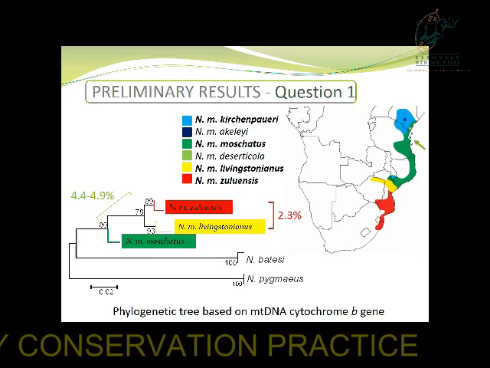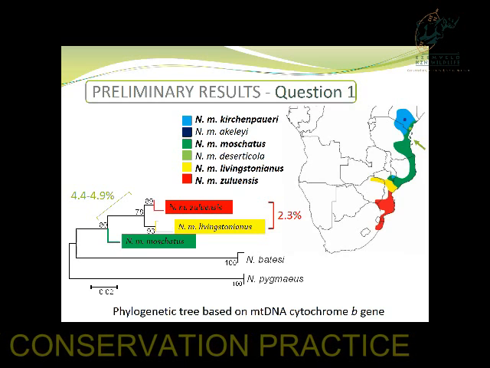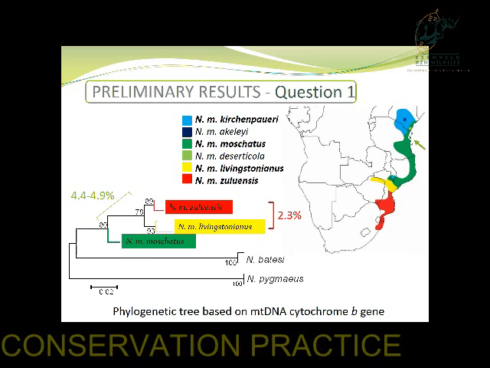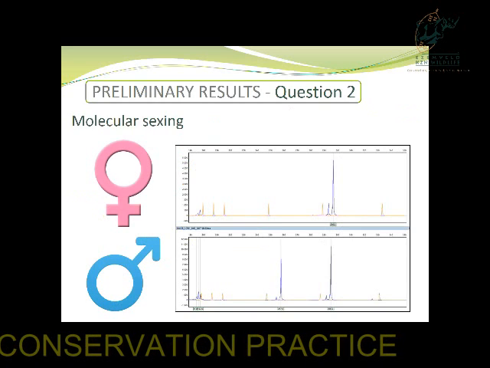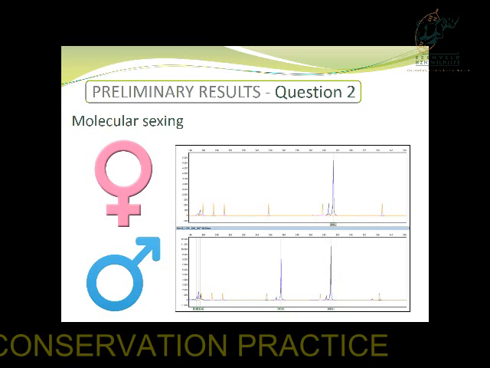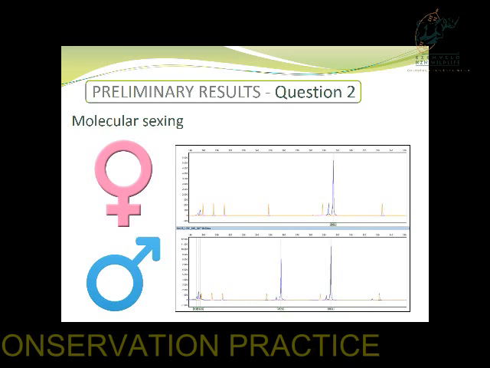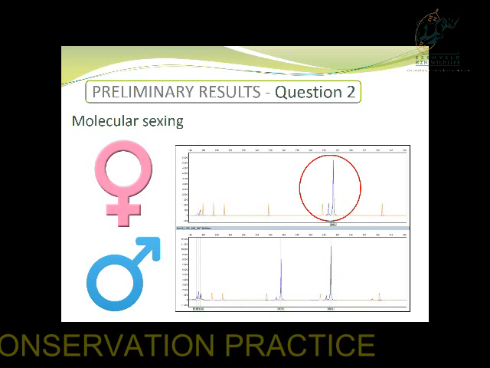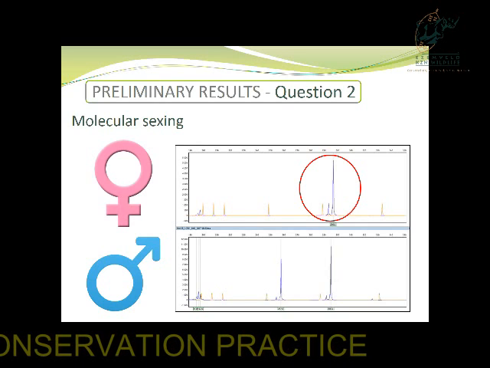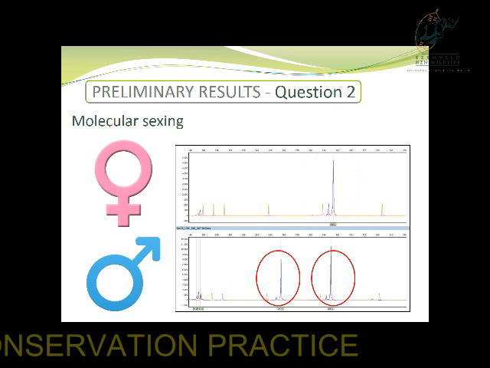Shouldn't we be looking at the different subspecies and maybe making them different evolutionary significant units and giving them a different rank? In addition to this, we have also been able to look at the sexing markers, as I previously mentioned. So just to give an idea, these are the peaks that are shown here, and if we only pick up one peak for that sample at that specific location, we know that it is a female, whereas if we pick up two, we know it's a male.